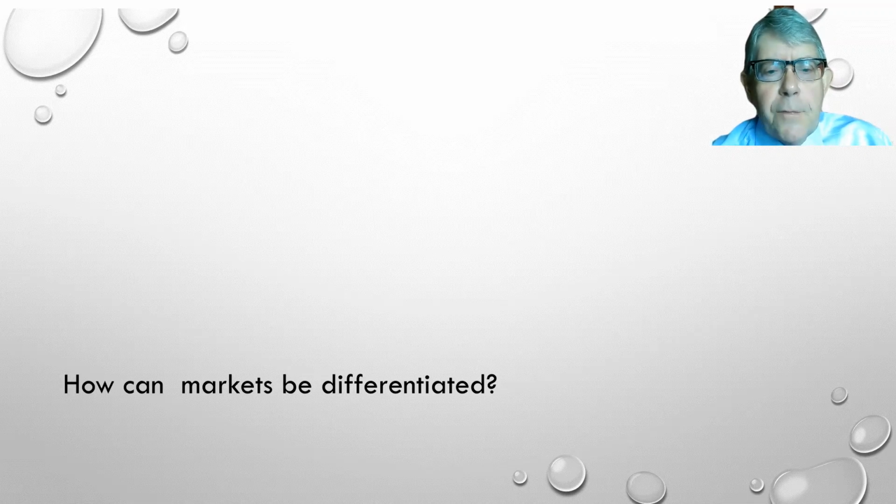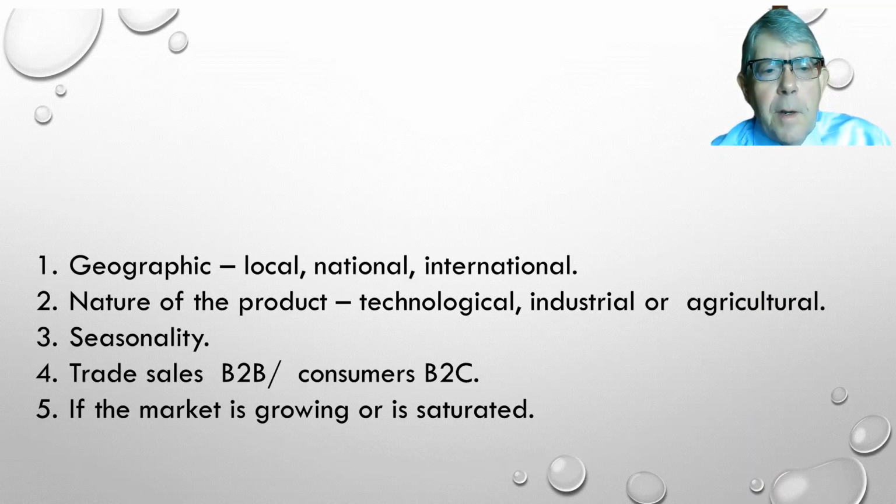How can markets be differentiated? Firstly, geographic. So we could look at either local, national or international markets. The nature of the product. Is it technological? Is it industrial or agricultural? Seasonality, the time of year. Trade sales, often abbreviated to B2B, which is business to business, or consumers, B2C, which is business to consumer. If the market is growing or it's saturated. Saturated means that sales have really leveled off in the market.